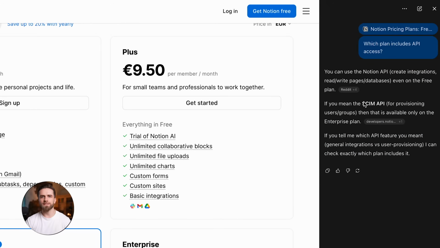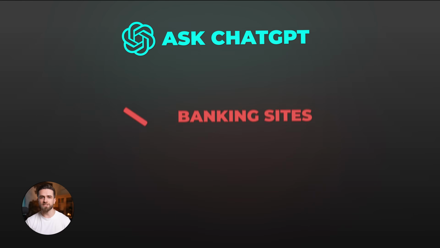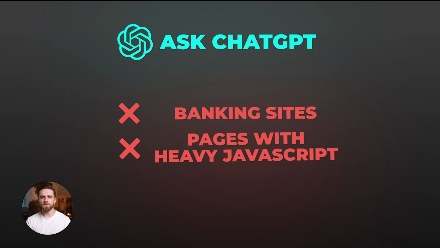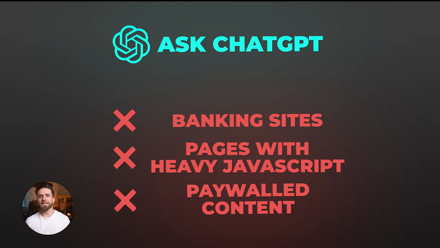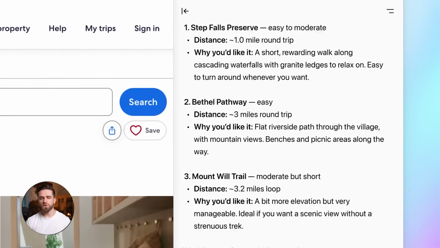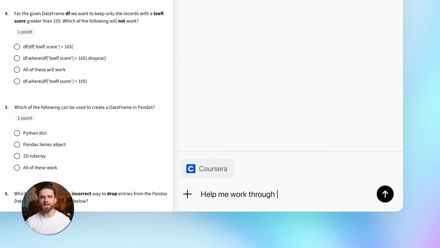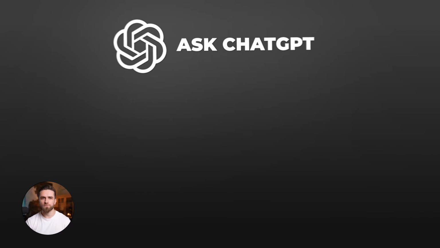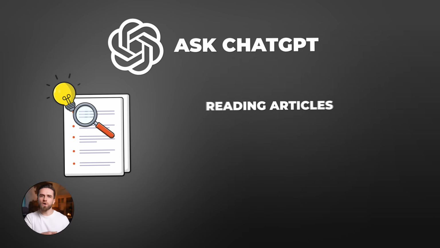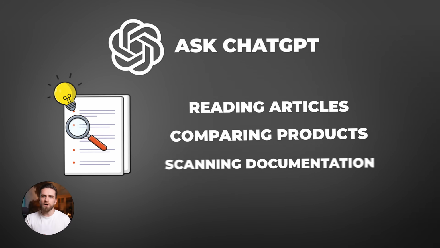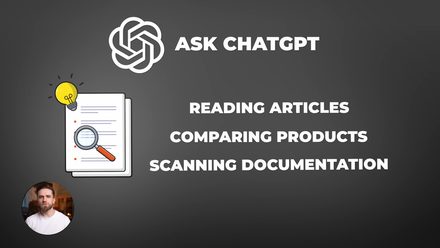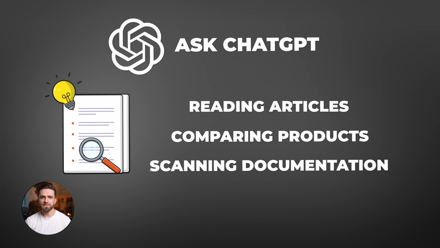But here's the catch. The Ask button doesn't appear on every site. I've noticed it's missing on some banking sites, pages with heavy JavaScript and certain paywalled content. It's inconsistent. When it works, it's incredible. When it doesn't show up, you're back to manual reading. Still, for research-heavy workflows, reading articles, comparing products, scanning documentation, this feature alone justifies trying Atlas. Chrome has nothing like this built in.